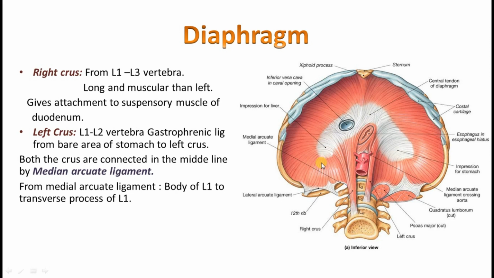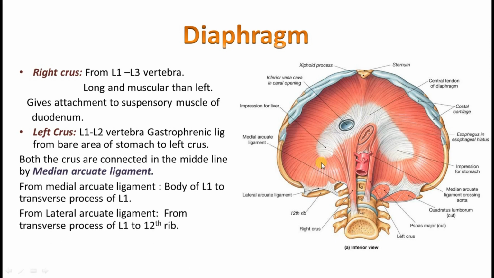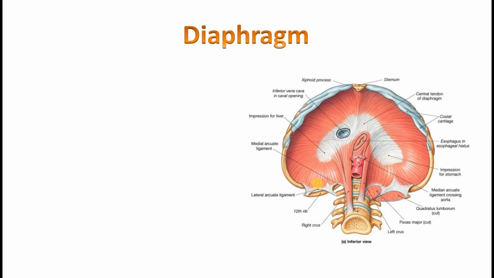Anteriorly, fascia slips from the xiphoid process. Then costal fibers from the inner surface of the lower 6 ribs and the intervening costal cartilages. Then from the right crus and the left crus, from the vertebral bodies and also from the medial and lateral arcuate ligaments. That is the origin of the diaphragm.